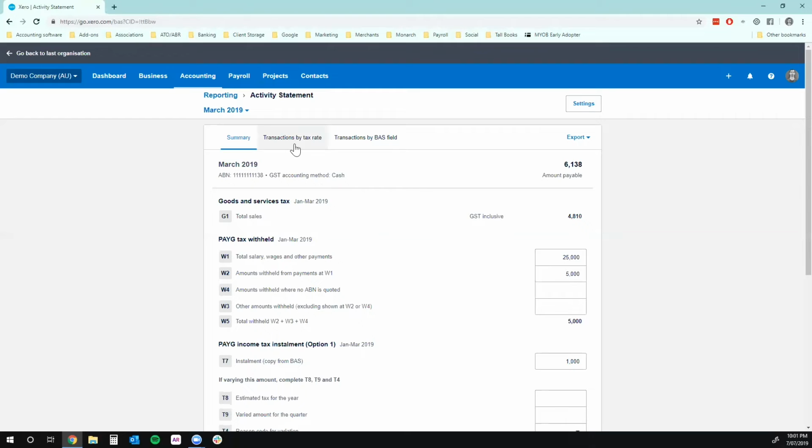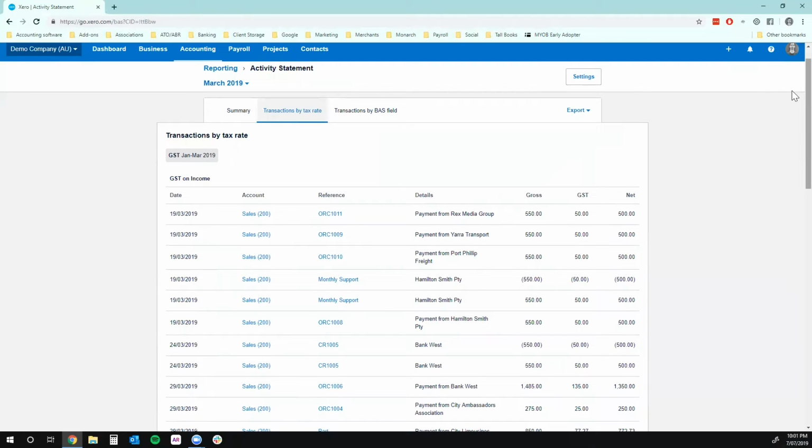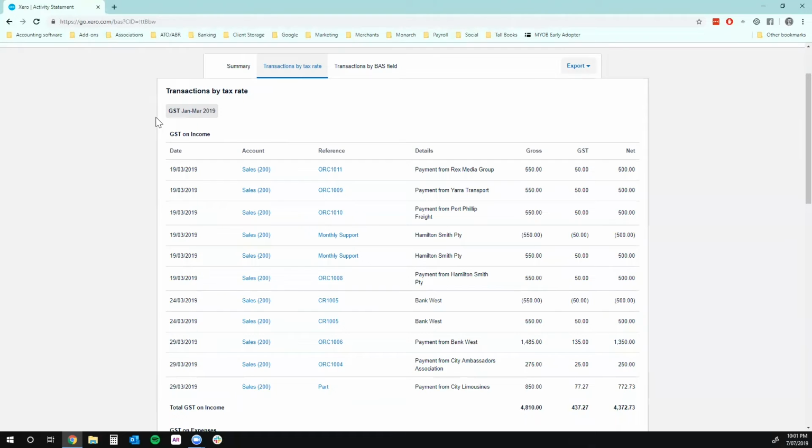So, you want to use the transactions by tax rate header here. This is my favorite report in Xero because it breaks down all of the transactions for the period by the tax code that you have selected. And the purpose of running this section is to look over everything you've done and fix any mistakes. So the report always starts off with GST on income. For those of you who aren't familiar with BAS, GST on income is that 10% that's charged on your sales.